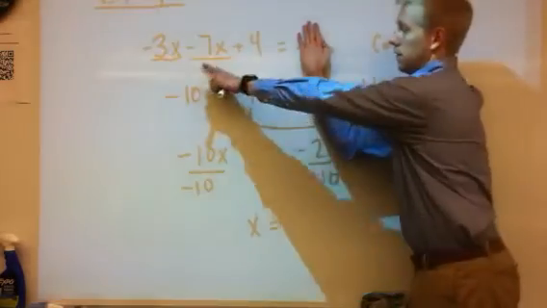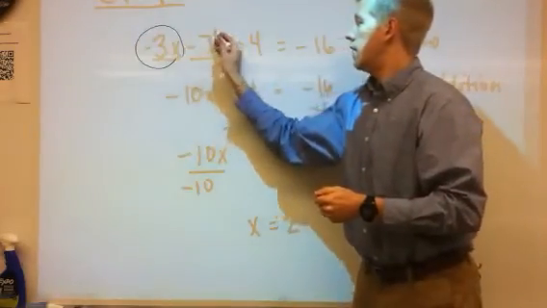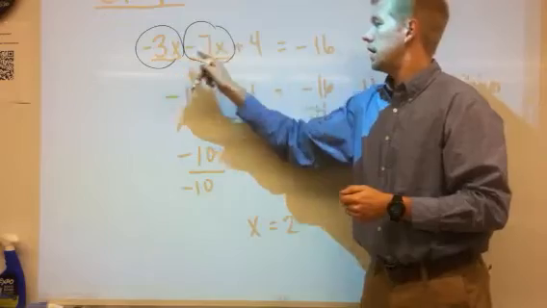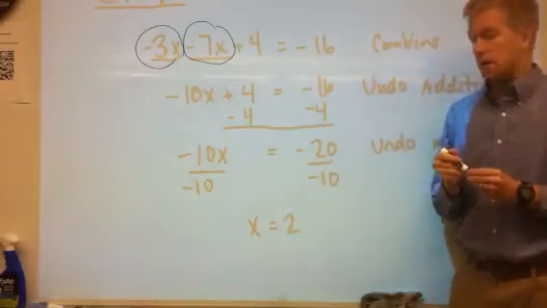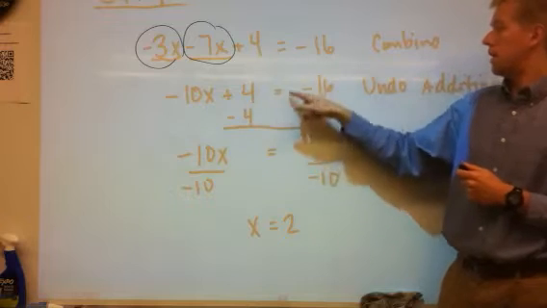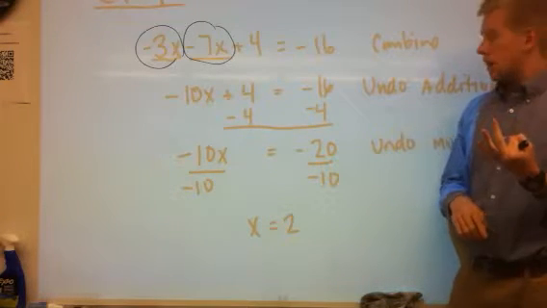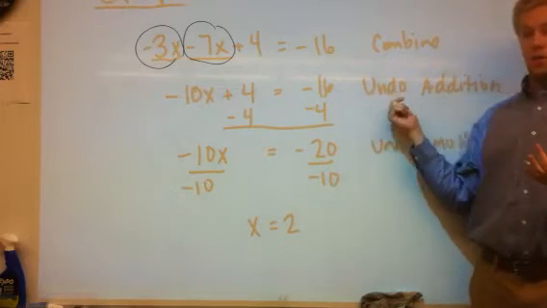So if I look over here on the left-hand side, I have a negative 3x and a negative 7x. I combine those together to get a negative 10x, bring down the plus 4, bring down my equal, bring down my negative 16. Step 3 is now going to be to undo the addition or the subtraction.